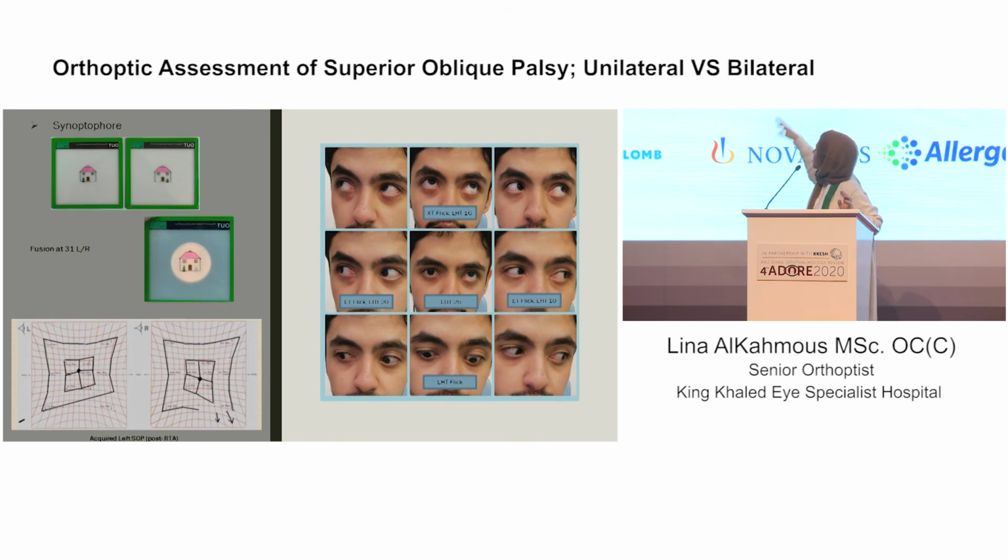These are the Synoptophore slides. One of the tests that we can do in the Synoptophore is binocular single vision. We start with simultaneous perception, then fusion, then stereopsis. That's what we test in the Synoptophore. In this case, we could reach the level of fusion, and this is what the patient could see at left over right of 31 prism diopters. So he got fusion at that point. And this is good as a post-diplopia test as well for surgical implementation.